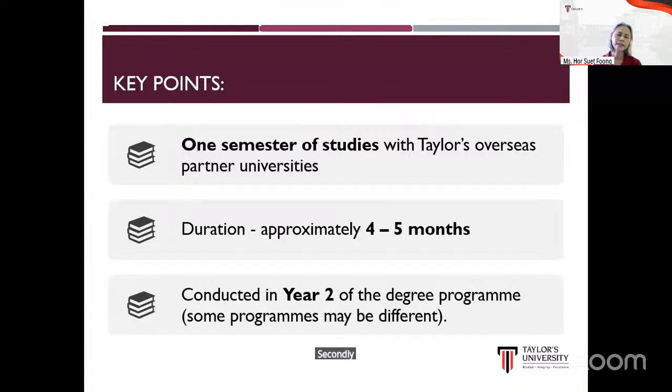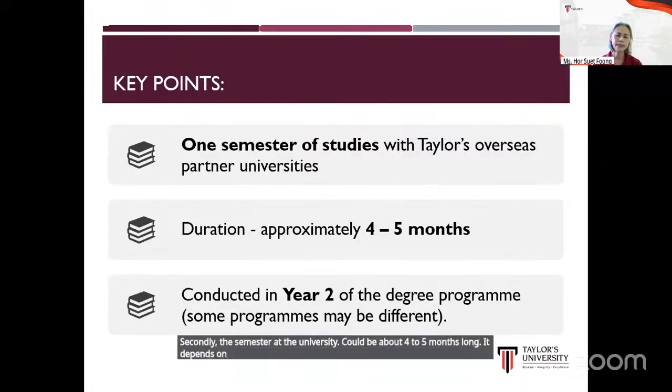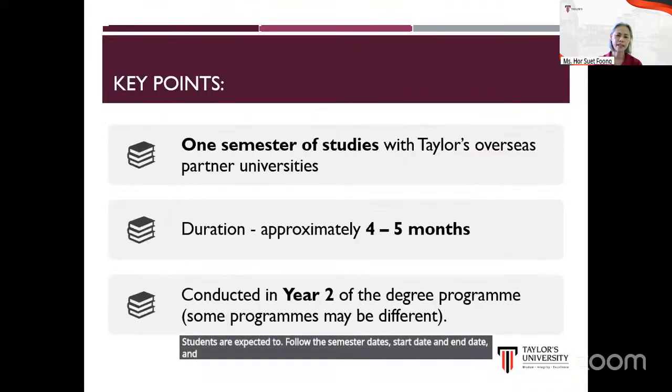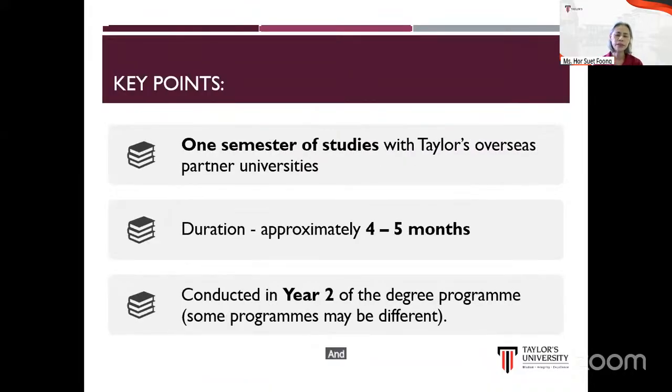Secondly, the semester at the university could be about 4 to 5 months long. It depends on the semester length at the university. Students are expected to follow the semester dates, start date and end date, at the university. And usually the program is conducted in the second year.